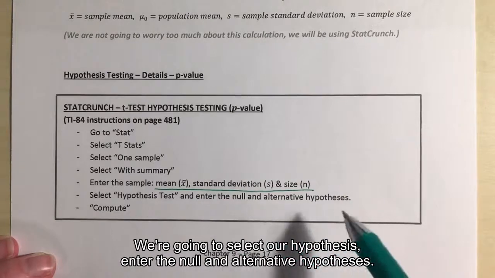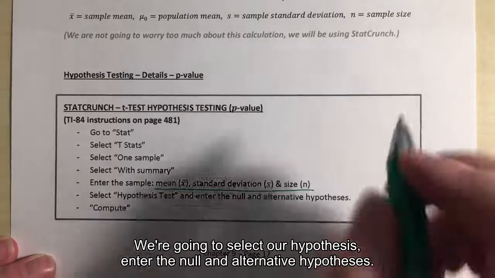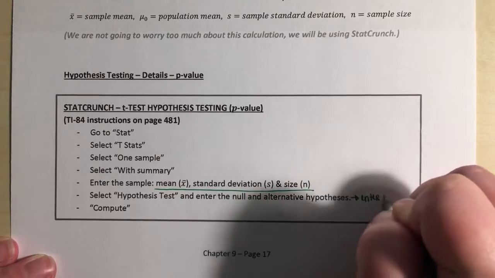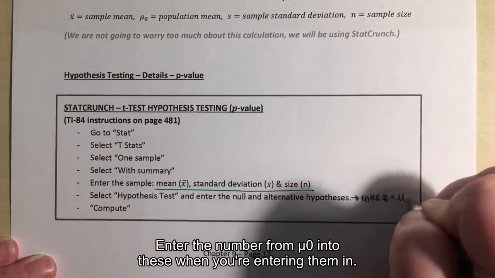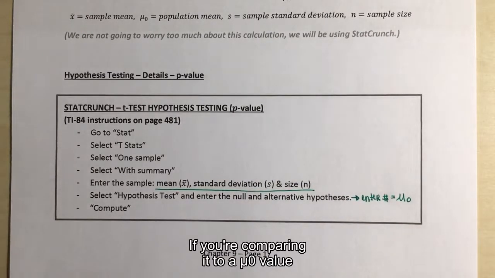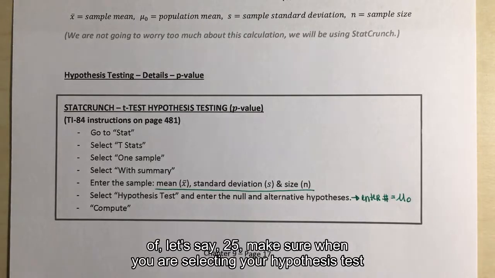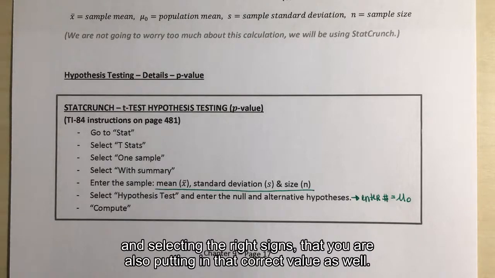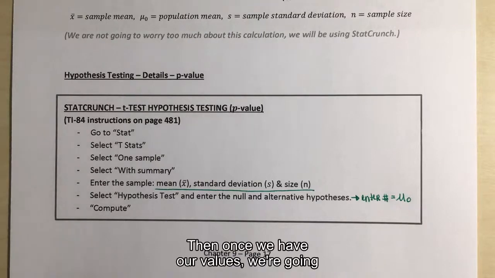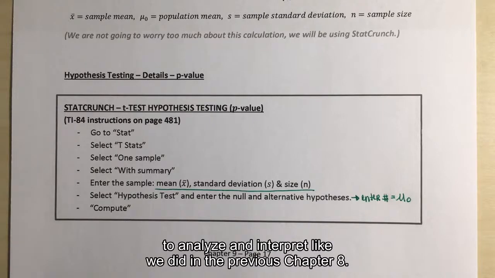We're going to select our hypothesis, enter the null and alternative hypothesis. Don't forget to enter the number for mu naught into these when you're entering them in. So if you're comparing it to a mu naught value of, let's say, 25, make sure when you are selecting your hypothesis test and selecting the right signs that you are also putting in that correct value as well. And then once we do that, we are going to select Compute. And then once we have our values, we're going to analyze and interpret like we did in the previous Chapter 8.